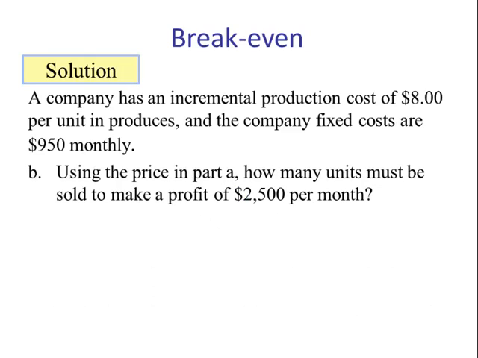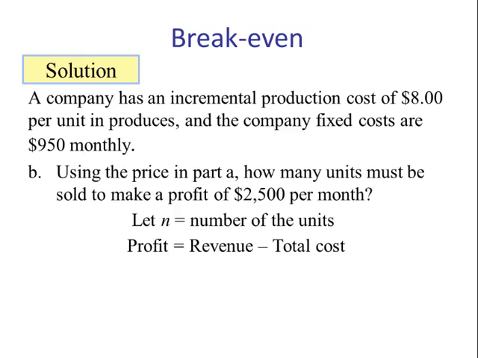Part B, using the price in Part A, how many units would be sold to make a profit of $2,500 per month? Our variable is how many units. So we're going to use the cost in Part A, and find out how many units must be sold to make a profit of $2,500. Our variable is going to be the number of units, which we'll label N. Next, we need to recall the formula for profit. Profit equals revenue minus total cost. Profit we know is $2,500. The revenue will be the retail cost times the number of items, which is N, minus the total cost. So profit's $2,500 equals the price in Part A, $11.80, times N, minus the total cost, which is our fixed cost, $950, plus our variable cost, which is $8 per item times the number of items.